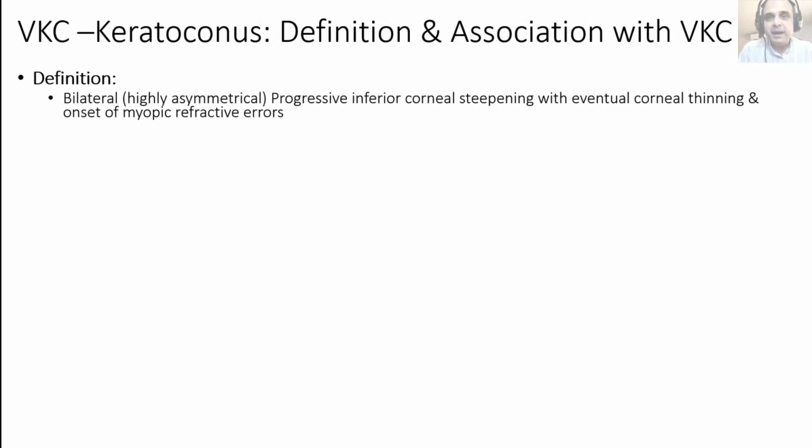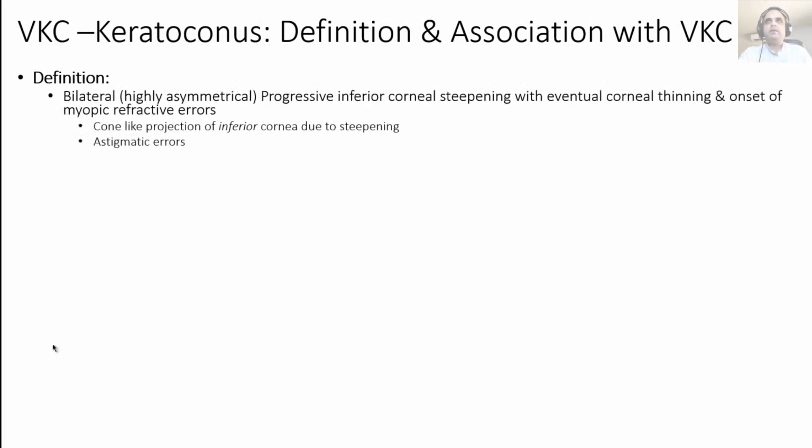Keratoconus is basically a bilateral but highly asymmetric progressive disease of the cornea in which your inferior cornea steepens and it sort of starts thinning after that. And it also produces myopic refractive errors, especially myopic astigmatism. And it's called keratoconus because your cornea produces a little cone, as we will see in a bit. So that steepening would produce a little cone in the inferior half of the cornea. I'm writing inferior in italics because it is the inferior half that's most commonly affected. That is why it is called keratoconus, cone-like cornea.